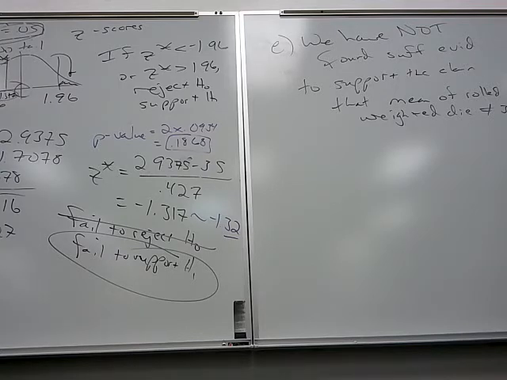How does the book write Z-star? I think they write ZC, if I remember, or Z alpha over 2. Z sub alpha? No, that's for confidence intervals. I think here they use ZC. Sub C? Yeah. Is it okay if I change it on my test sheet? Z star. Certainly. Z star equals Z sub C.